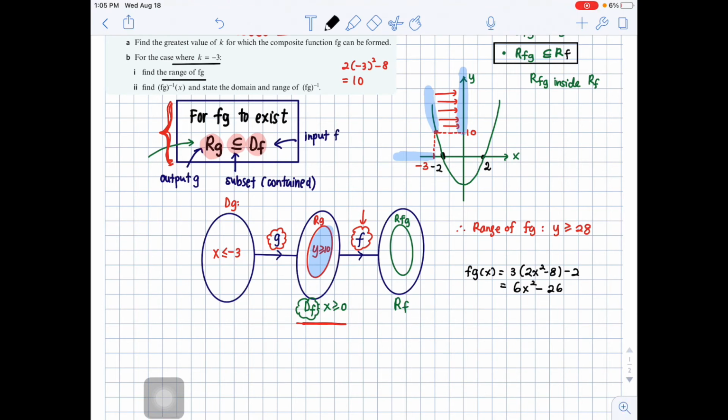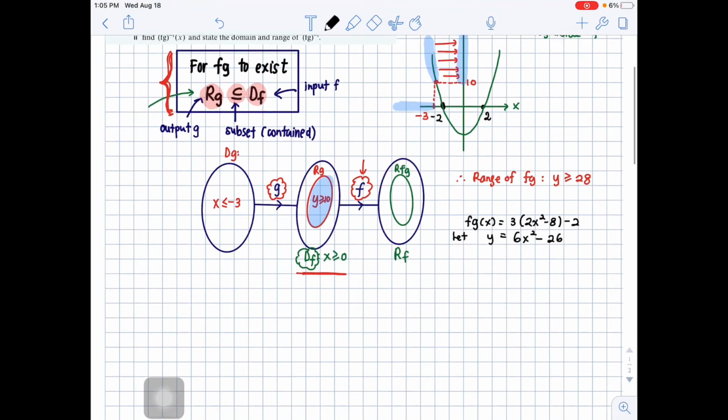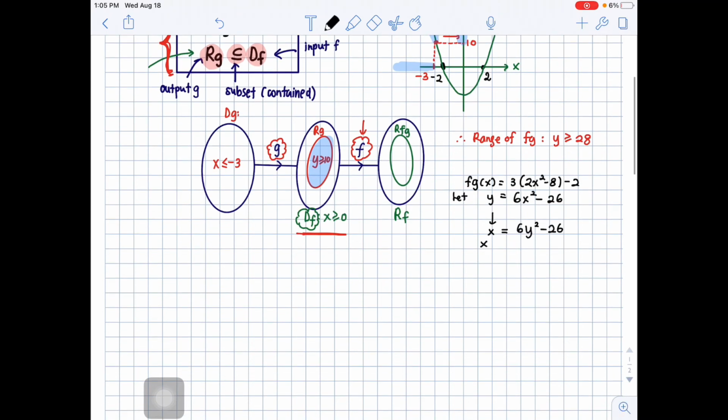Okay, we got this. I'm going to let this be my y. You introduce the concept of inverse now. You change the variable, swap, the y becomes the x and the x becomes the y. Rearrange, make y as the subject. I mean 6. By now you will need the plus minus. You solve by the algebraic method.